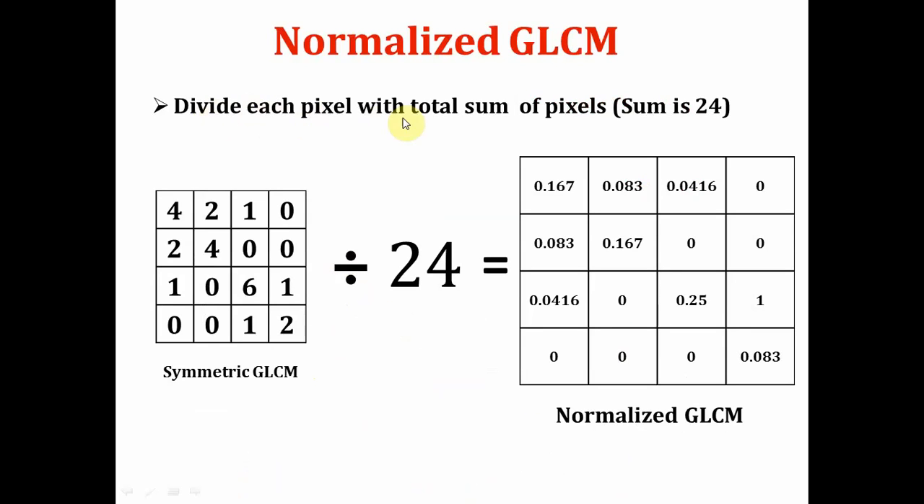Normalization means you divide each pixel by the total sum of pixels. Now how many pixels? 4 plus 2 is 6, plus 1 is 7, plus 2 is 9, plus 4 is 13, 14, 20, 21, 22 and 24. So the total number of pixels is 24. You need to divide each and every pixel by 24. 4 divided by 24 will be 0.167. 2 divided by 24 will be 0.083. 1 divided by 24 will be 0.0416. 0 divided by 24 will be 0. Like this you will get the normalized GLCM.